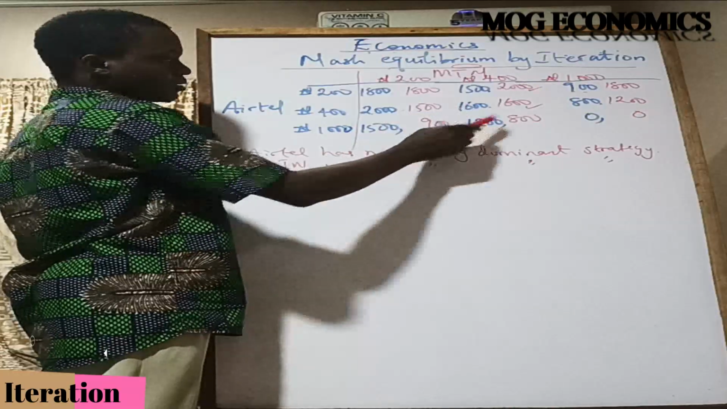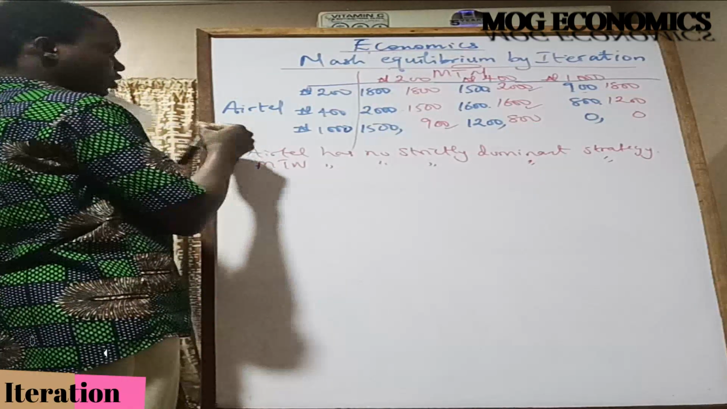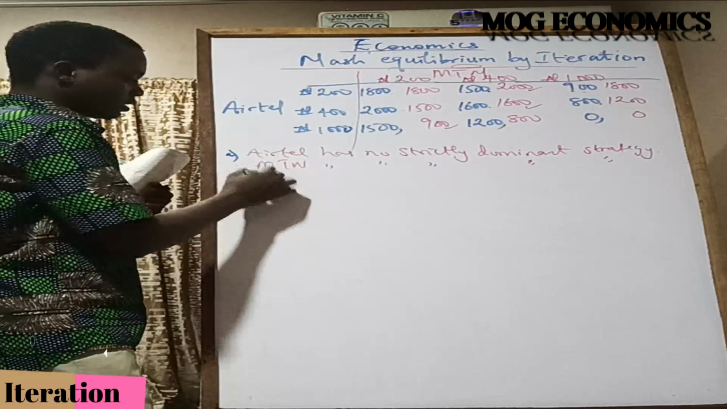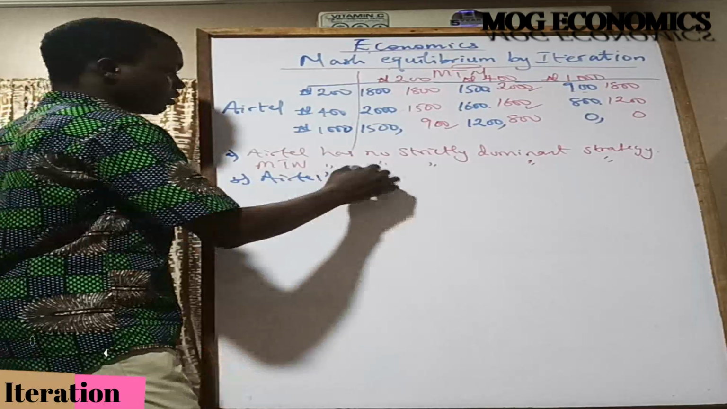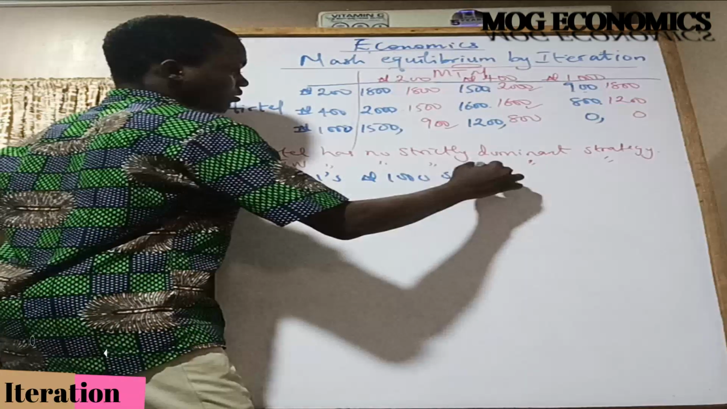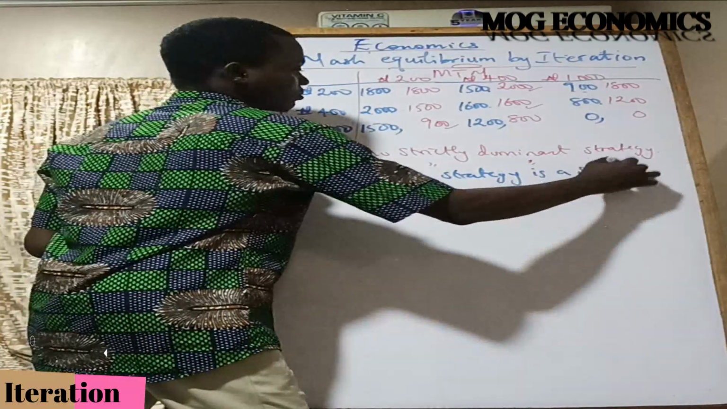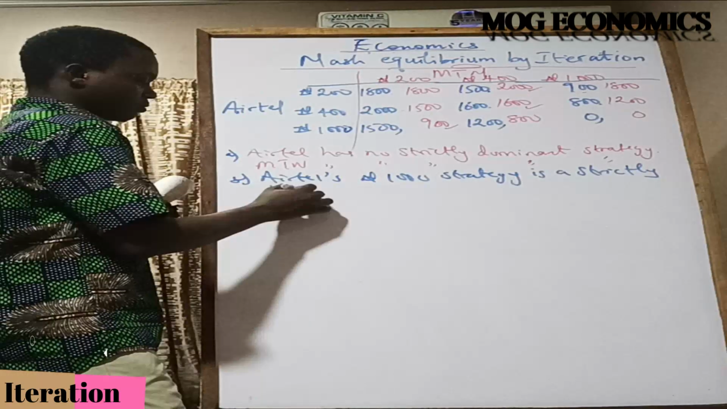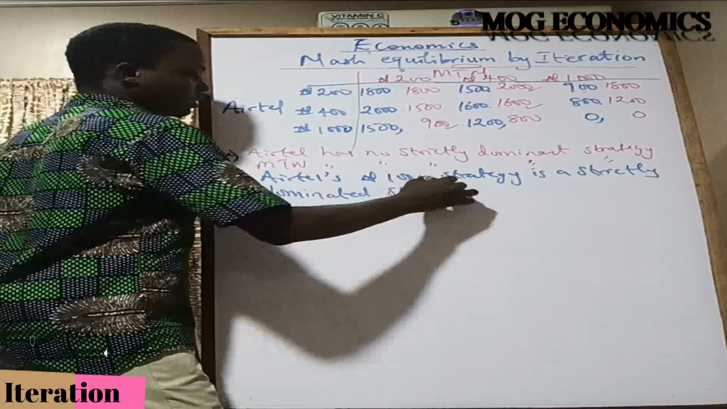16 is better than this. 800 is better than this. So of course, Airtel has a strictly dominated strategy. Let's call this one A. So Airtel's 1000 naira strategy is the worst strictly dominated strategy. Okay, then it is dominated.